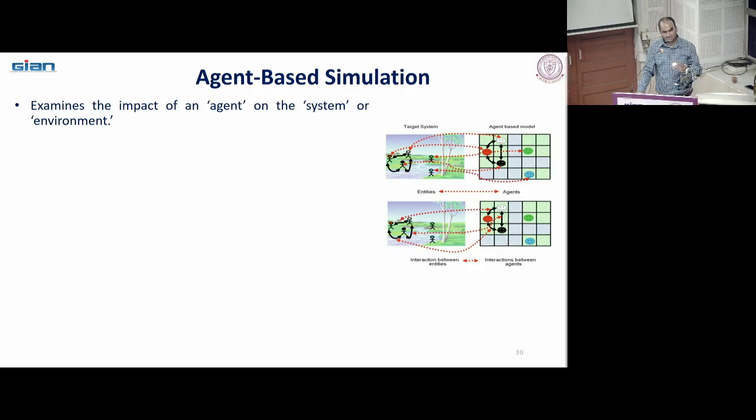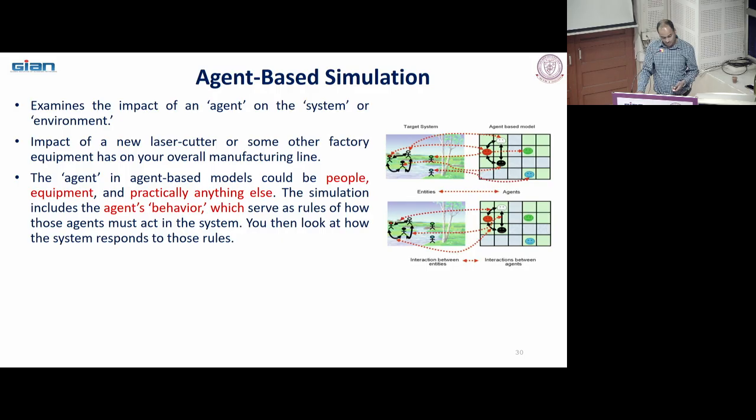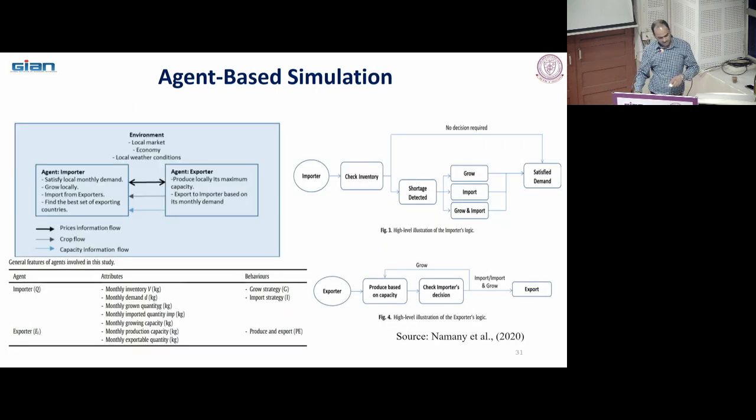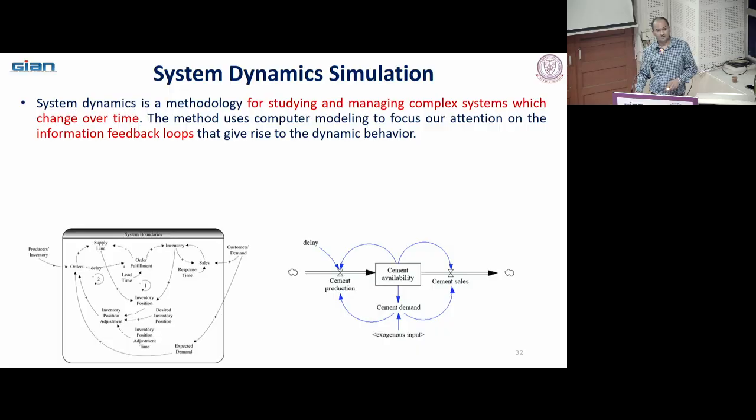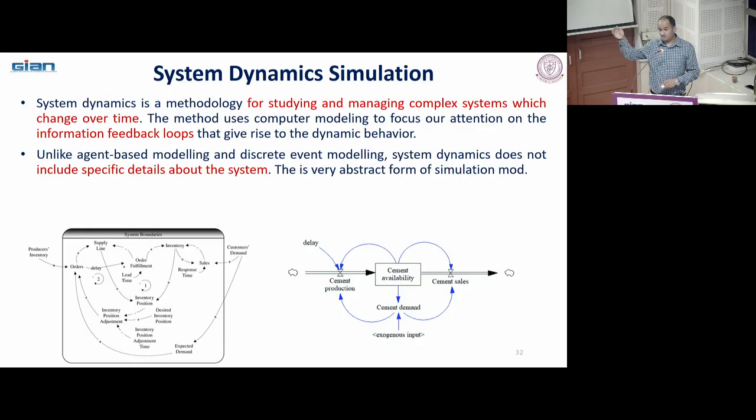Agent-based simulation: here you can use agent-based rules to find out the behavior. This is an example, importer and exporter, you can see here. Then you can do this using Stella. Stella is a system dynamics simulation. This is used for long-term questions. Suppose you want to find out the GDP in 10 years or the population growth, you go with system dynamics.